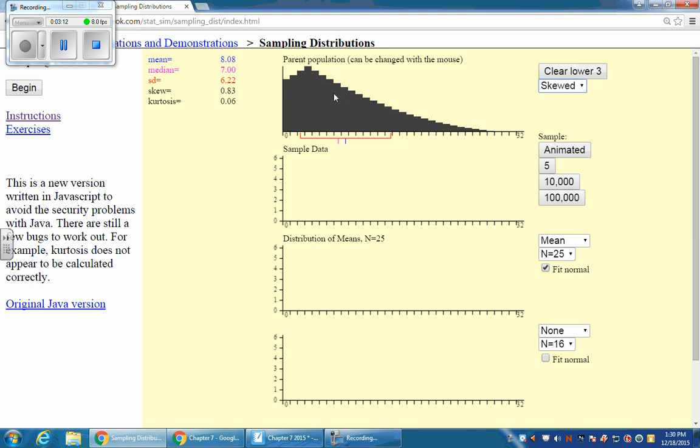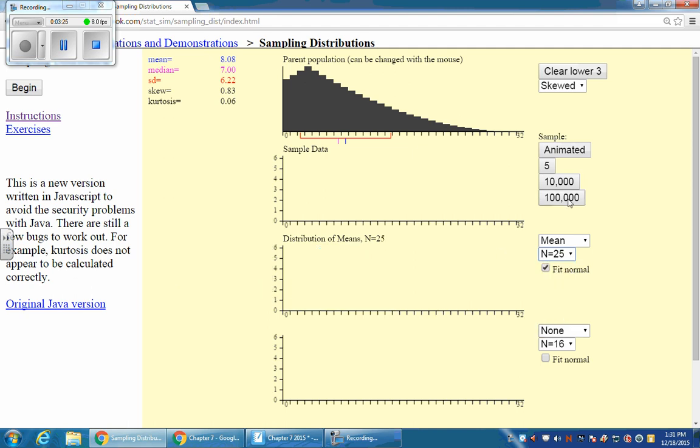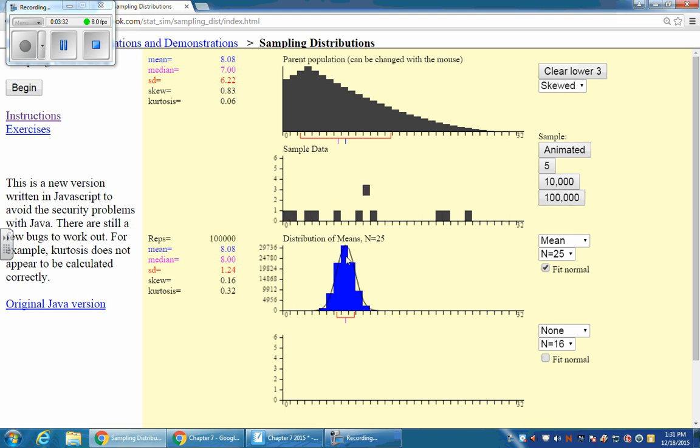Now let's look at what happens if it's skewed. If I get a sample of 2 and animate it, I have that. And if I get 10,000 of them, it still will have a skew to the right. However, if I have a big number, like 25, if I animate that, that's going to take a long time. Let's just cut to the chase. If I put 100,000, you can see it makes a normal distribution, even though the population distribution is not normal. It's skewed quite a bit.